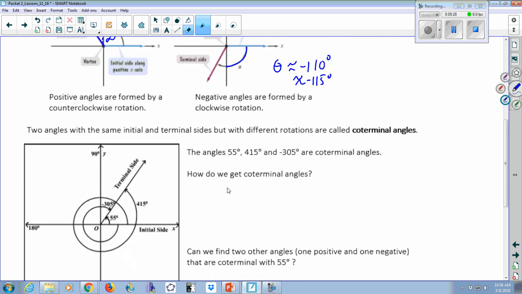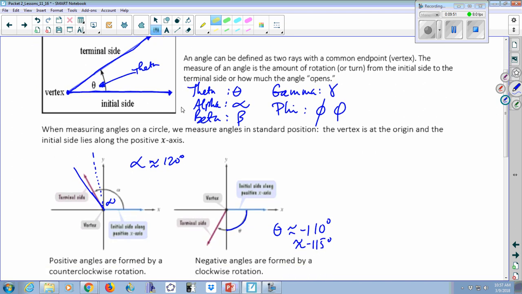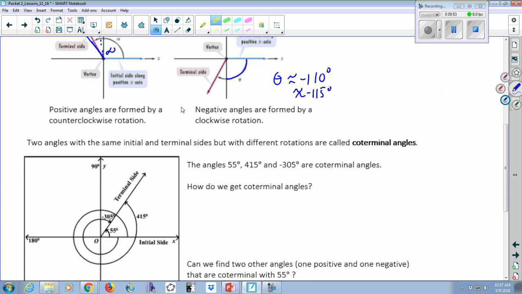All right. Then we've got this. So let's see what we have taken care of so far. We've got initial side, terminal side, standard position, negative angles, degrees. This is the one we're going to talk about now. Co-terminal. Kind of sounds scary, doesn't it? Like when you're terminal, it's like co-terminal.